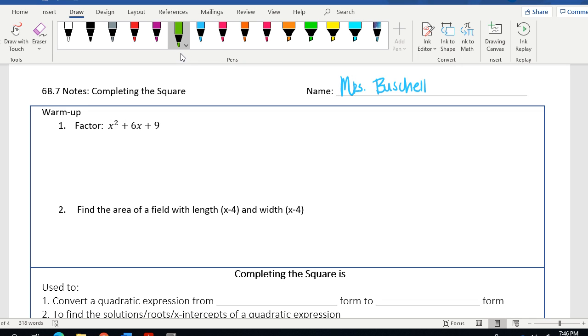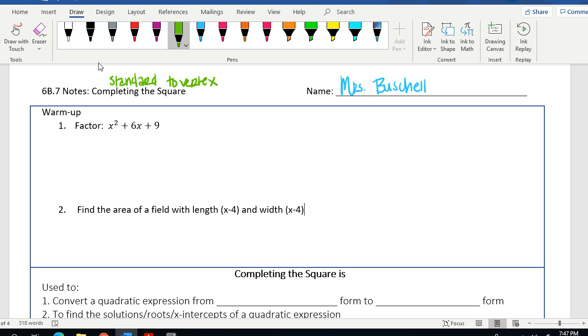Hi, this is Miss Buchel, and I'm going to be going over the 6B.7 notes, and we're going to be completing the square, which is changing a quadratic from standard form to vertex form. Just to refresh, from standard form we can easily get the y-intercept. It's our letter C. And in vertex form, I can easily pick out the vertex of the parabola.